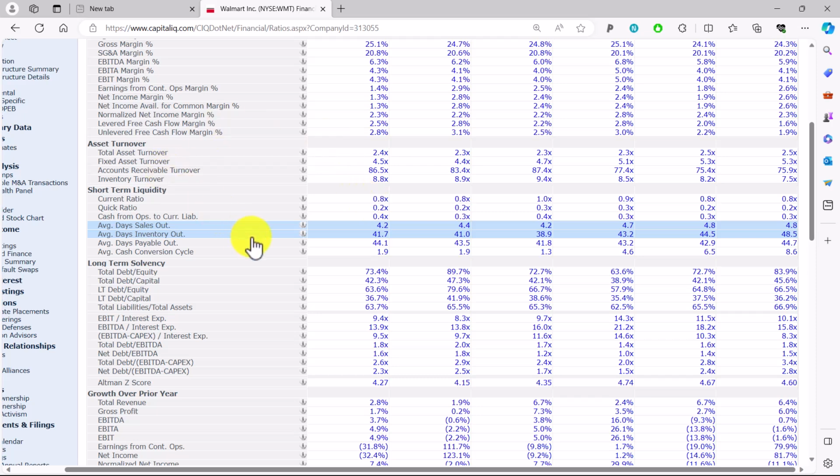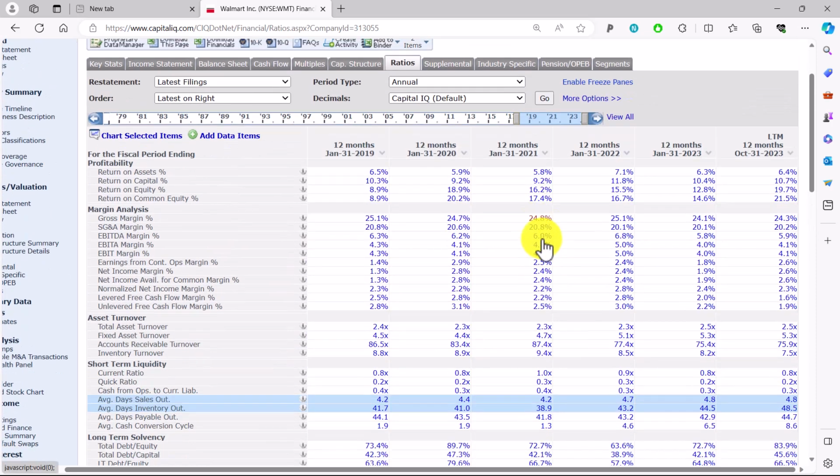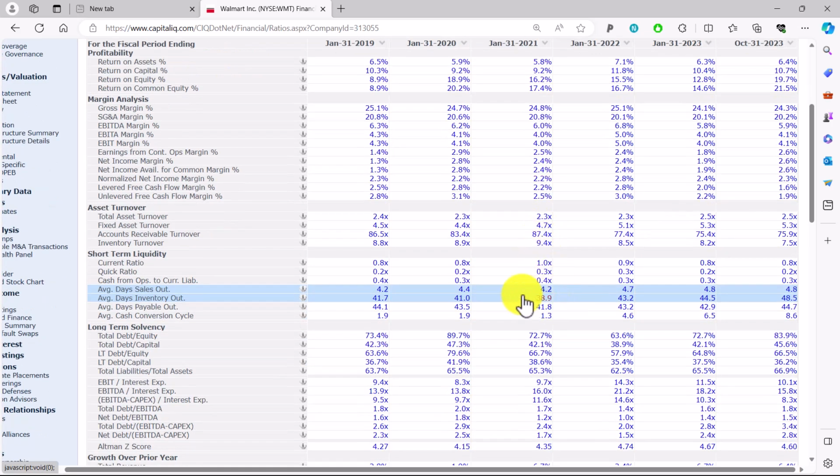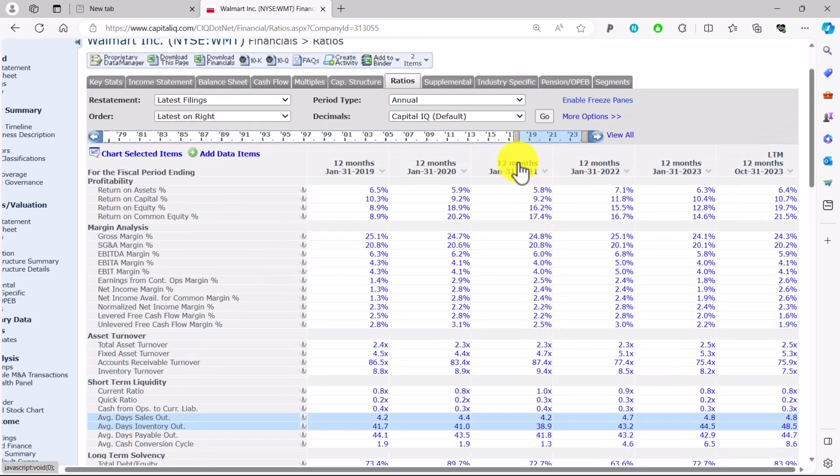So taking a look at Walmart here, again, this is an important number for them. We can see that it's actually increasing a little bit. And as a manager at Walmart, I would be asking why. But their average days inventory outstanding, 41.7 days, 41 days, 38.9. This was actually likely due to COVID.